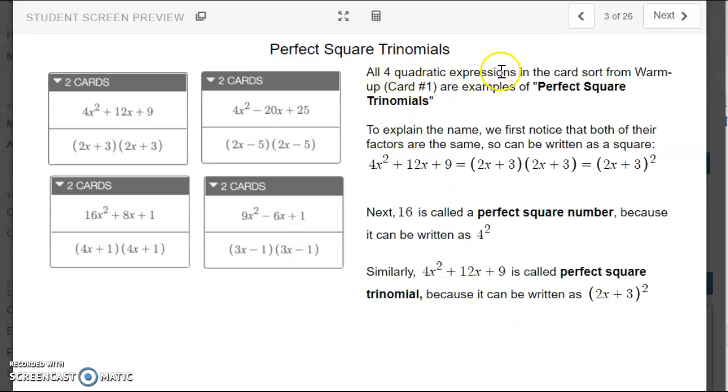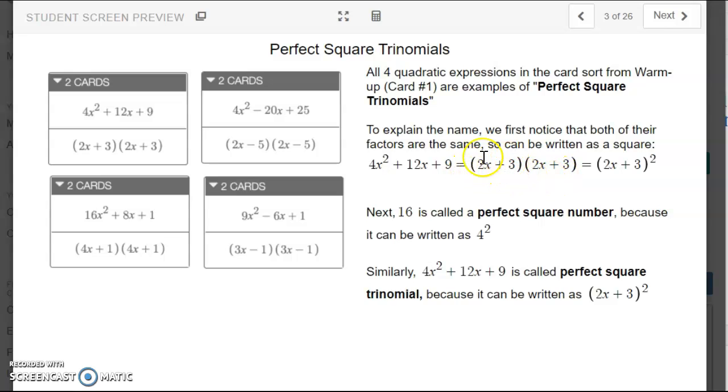All 4 quadratic expressions in the card sort from the warm-up, that's card number 1 that you did, are examples of perfect square trinomials. To explain the name, we first notice that both their factors are the same, so they can be written as a square. For example, the first example, 4x squared plus 12x plus 9, the factors are 2x plus 3 and 2x plus 3. So it is written as 4x squared plus 12x plus 9 is equal in value to 2x plus 3 in parentheses multiplied by 2x plus 3.